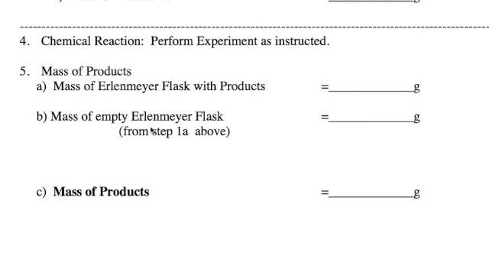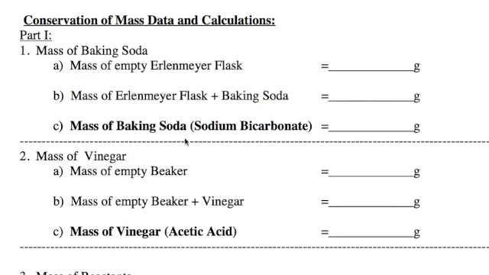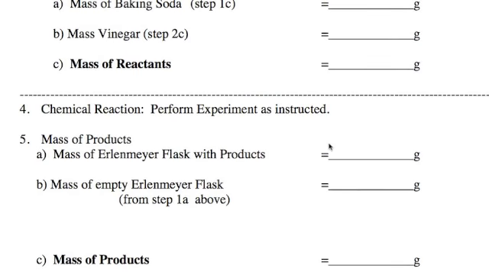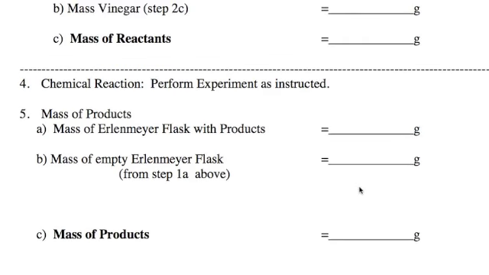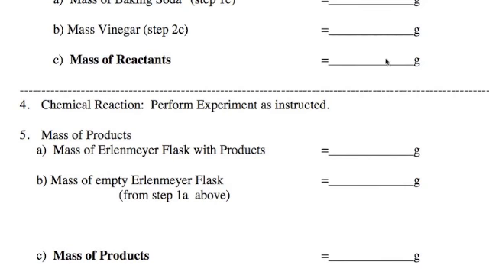And so after the reaction is all done, you're going to mass the Erlenmeyer flask with the products, not the reactants. Okay? And then we're going to subtract out the flask from way back here. You measure the mass of the flask. And so you'll subtract that out and you'll get the mass of the products. So the big thing we're interested in is mass of reactants. Does it equal the mass of the products? The conservation of mass law says it should. So we're going to see if it does.